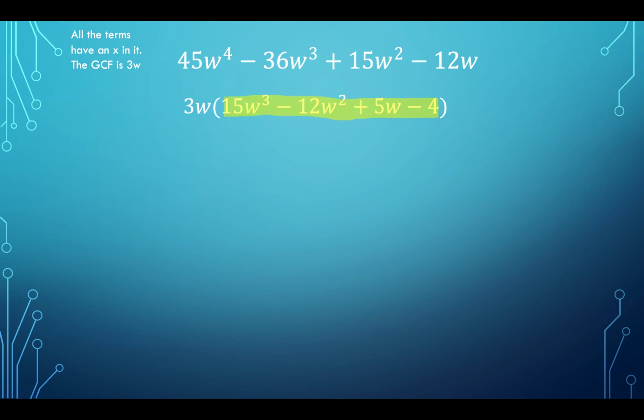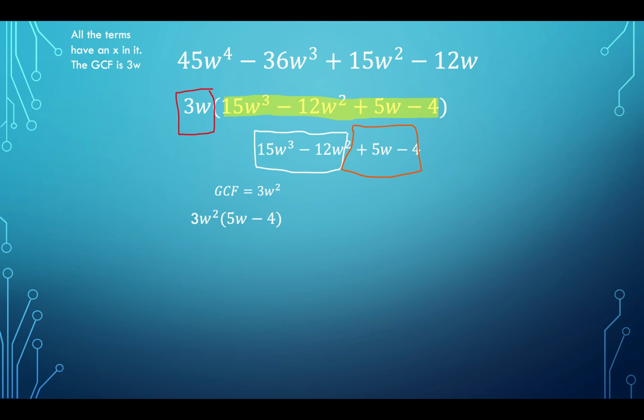Now what I've highlighted in yellow, we can use factor by grouping. And then remember this 3w, we're going to come back and use it at the end. So we have 15w to the third minus 12w squared plus 5w minus 4. Going to factor by grouping, so we're going to break it up into two separate problems. And when we do that, we've got to find the greatest common factor between 15w to the third and minus 12w squared. Greatest common factor between these two is 3w squared, and the factored form is 3w squared times 5w minus 4.